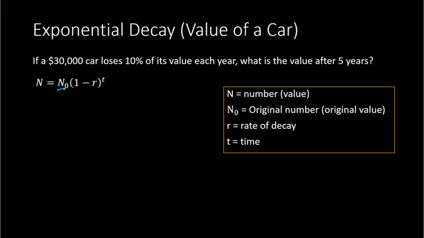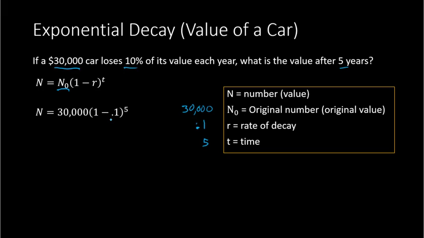So you plug in n sub o, the original amount. So we'll plug in 30,000. That's n sub o. And then the rate is 10%. That's the rate of decay. So 0.1 is 10%. And the time is 5, so 5 years. Plug all that in, we now have n equals 30,000 times 1 minus 0.1 to the 5th power.